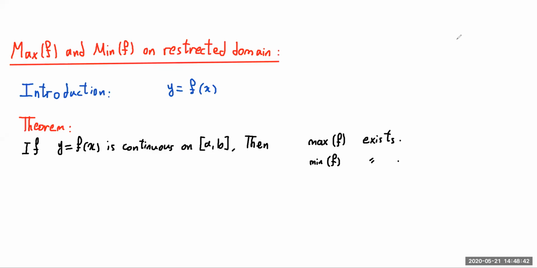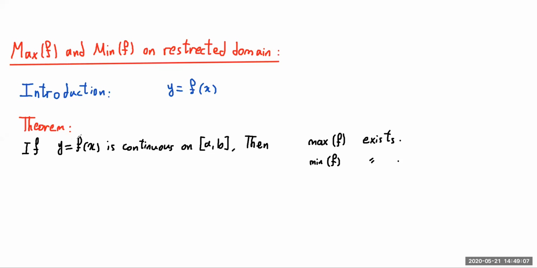Maximum and minimum of a function in two variables on a restricted domain, or compact domain, in the plane R squared. Let's begin with this introduction. I will take the function y equals f(x). Let's remember how to find the maximum and minimum value of a function in one variable f.